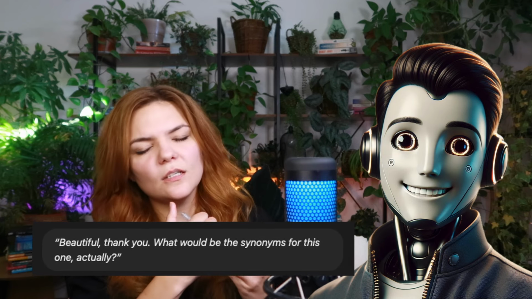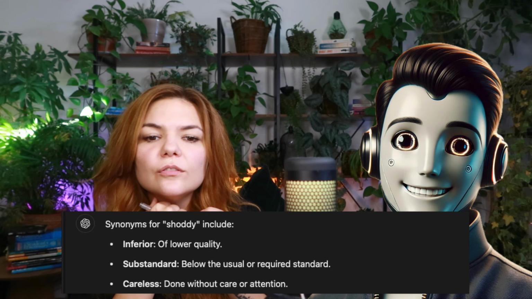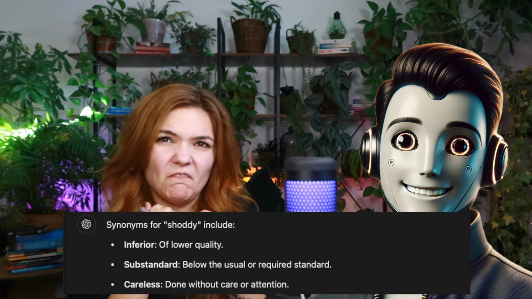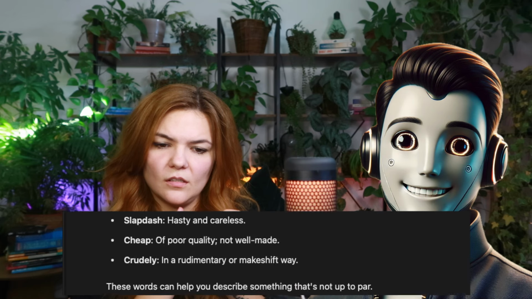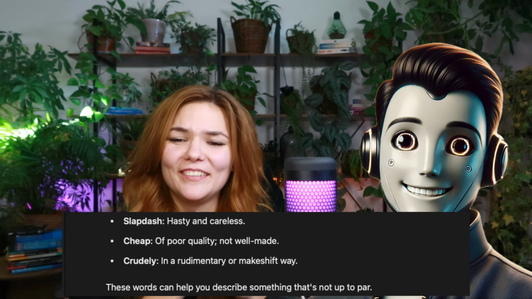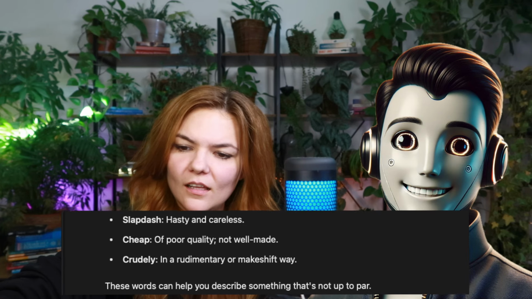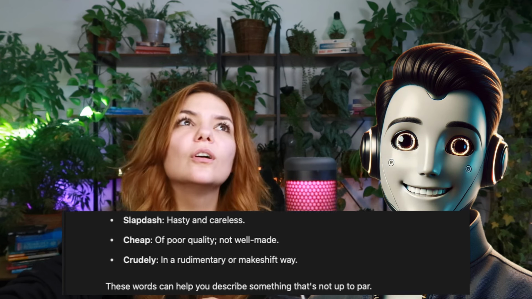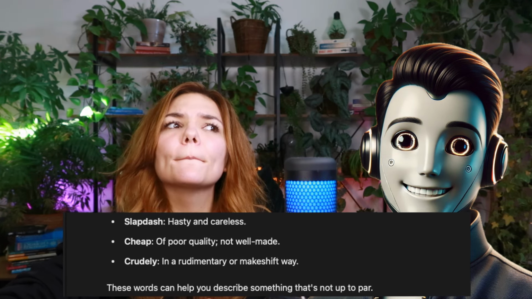What would be the synonyms for this one, actually? Synonyms for shoddy include inferior, of lower quality, substandard, below the usual or required standard, slapdash, hasty and careless, cheap, of poor quality, not well made, crudely, in a rudimentary or makeshift way. These words can help you describe something that's not up to par.